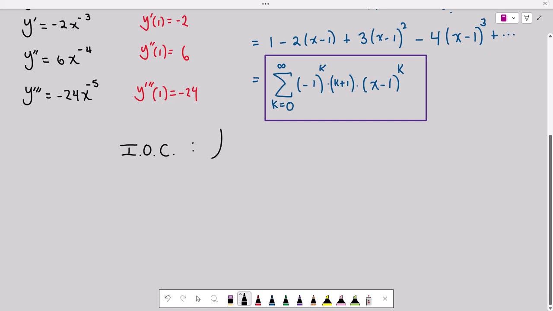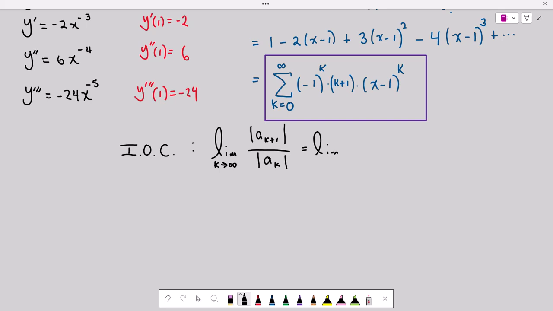So we take the limit as k goes to infinity of the absolute value of a sub k plus 1. We're taking the ratio of consecutive terms, and we're taking absolute value. If we're taking absolute value, do we need to switch anymore? No. -1 to the k in absolute value is +1. Don't need it. So we're going to have k plus 2 multiplied by x minus 1 to the k plus 1.